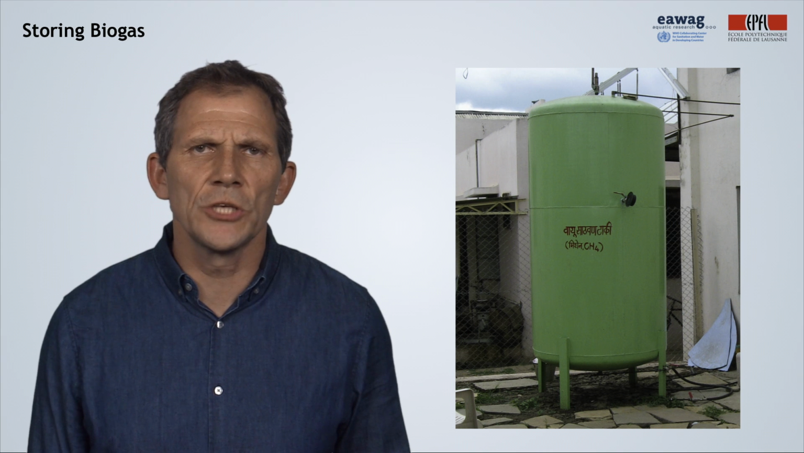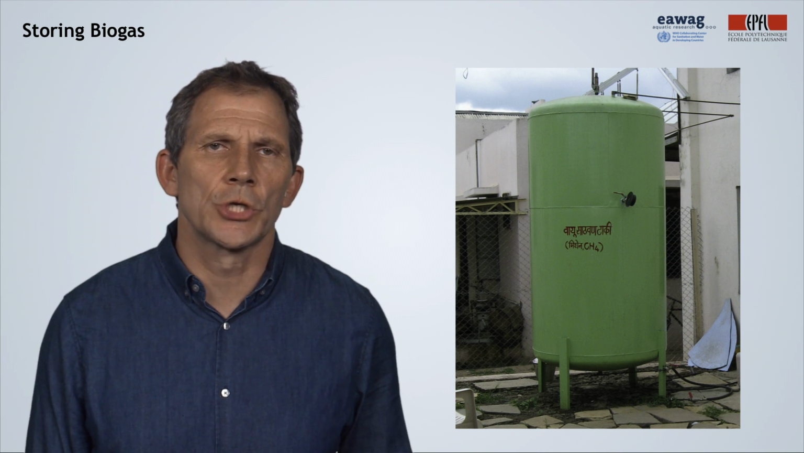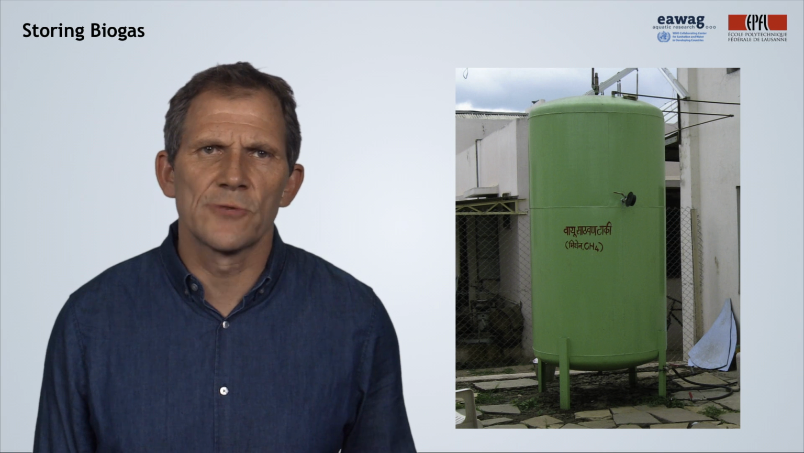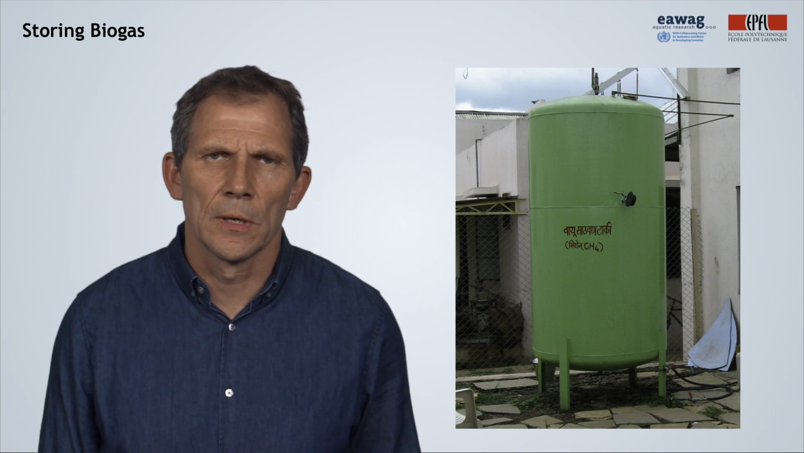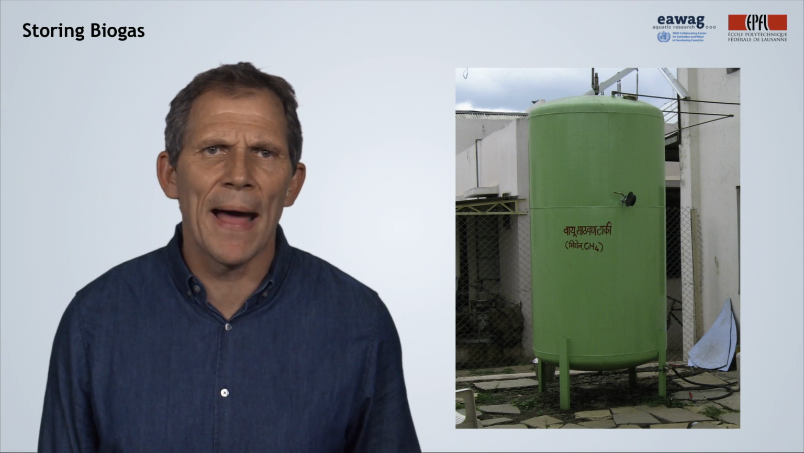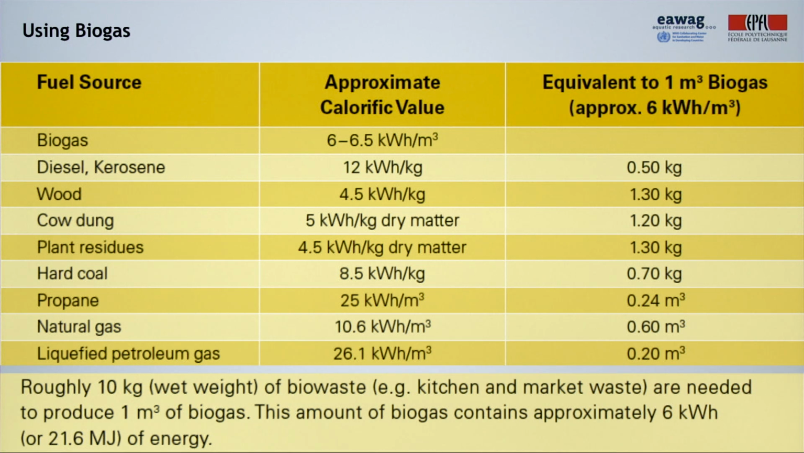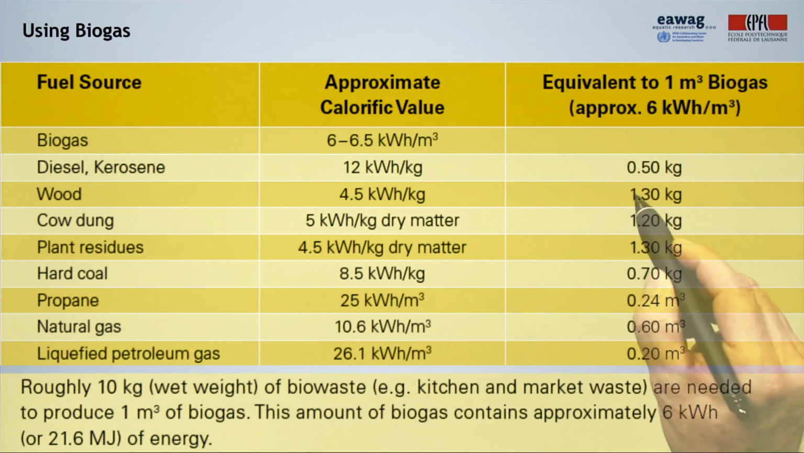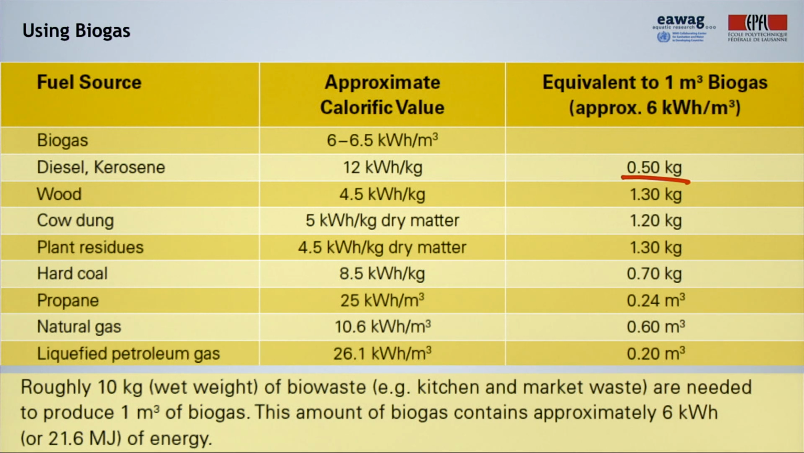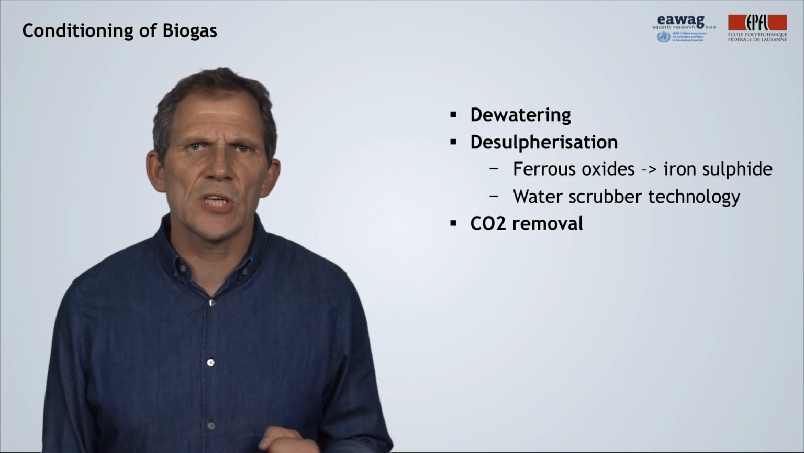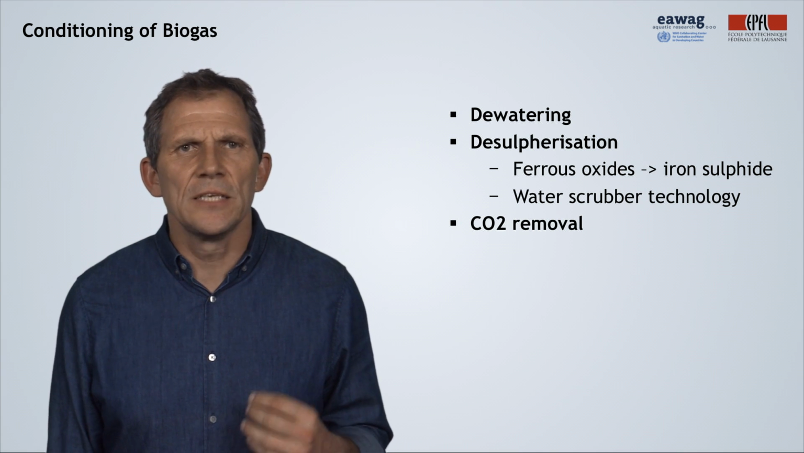The Indian Institute of Technology in Delhi is engaged in research on bottling of biogas for use as fuel in three-wheeled vehicles. They combine conditioning and cleaning of biogas and compression. In an uncompressed form, the energy content of 1 cubic meter of biogas corresponds to around half a liter of diesel. As a rough rule of thumb, about 10 kilograms of biowaste are needed to produce this 1 cubic meter of biogas.